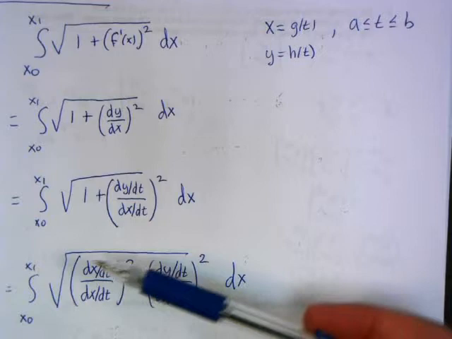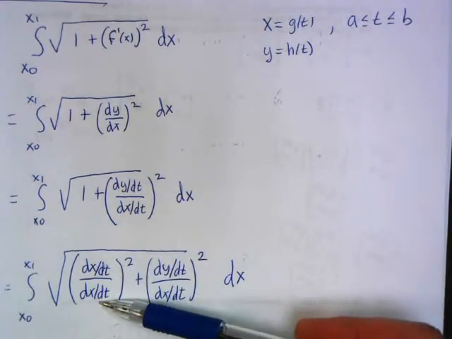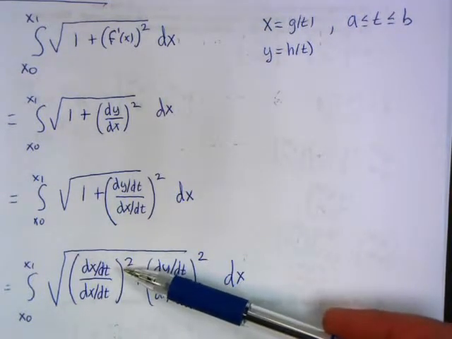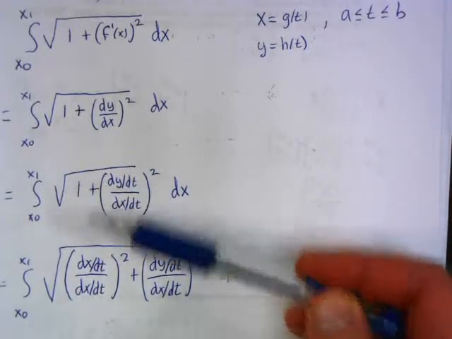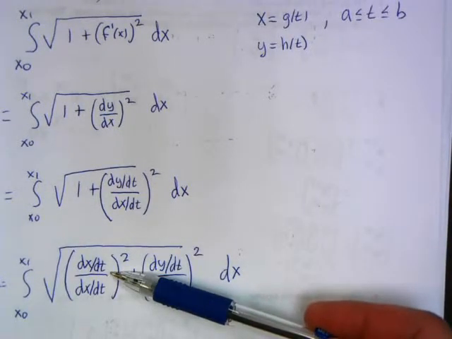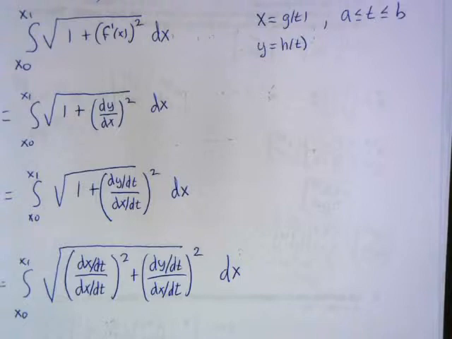Yeah, this is the number 1, isn't it? dx/dt over dx/dt is the number 1. 1 squared is 1. So I took the number 1 right there and I wrote it in a funny way. Why did I do that? Because now what can you tell me about these two fractions? They have a common denominator, so I can add them together, can't I?